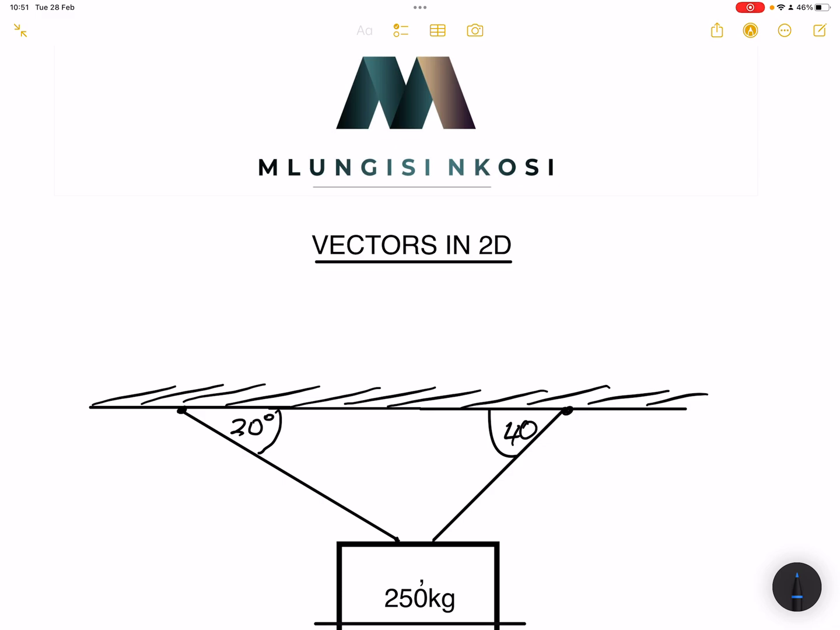And this time, we are once again looking at vectors in 2D. We've already started with this problem in the previous video, but I wanted to actually just tackle it in a different manner using vector components.